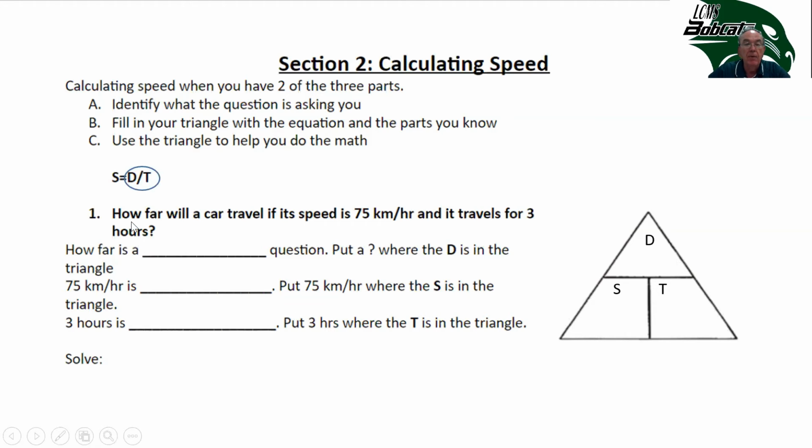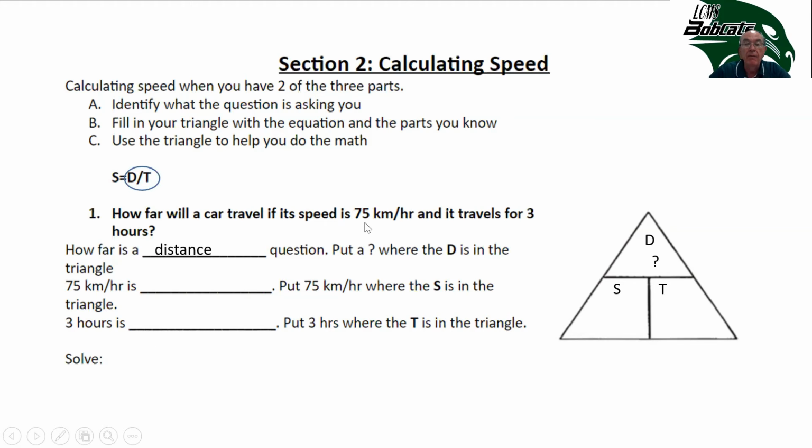Now let's look at this example question. How far will a car travel if the speed is 75 kilometers per hour and it travels for 3 hours? When we read how far, this is a distance question. So we're going to put a question mark where the D is in the triangle. That's what they're asking us to find. That was step one, identify what the question is asking.